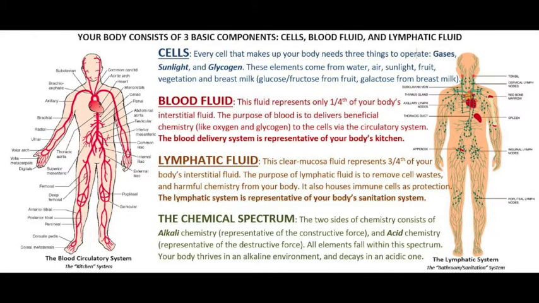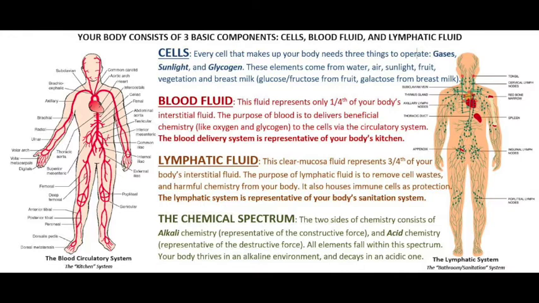Your body consists of three components: cells, blood fluid, and lymphatic fluid. Cells. Every cell that makes up your body needs three things to operate: gases, sunlight, and glycogen. These elements come from water, air, sunlight, fruit, vegetation, and breast milk. Glucose, fructose from fruit, galactose from breast milk.